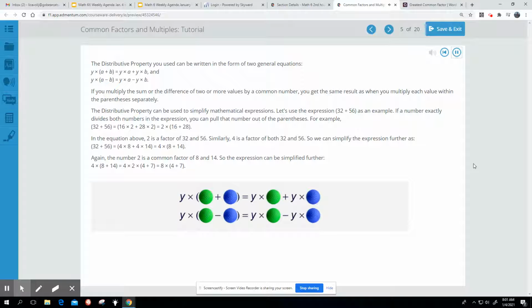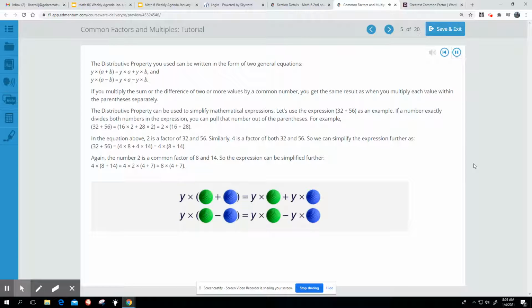If you multiply the sum or the difference of 2 or more values by a common number, you get the same result as when you multiply each value within the parentheses separately. The distributive property can be used to simplify mathematical expressions. Let's use the expression 32 plus 56 as an example.